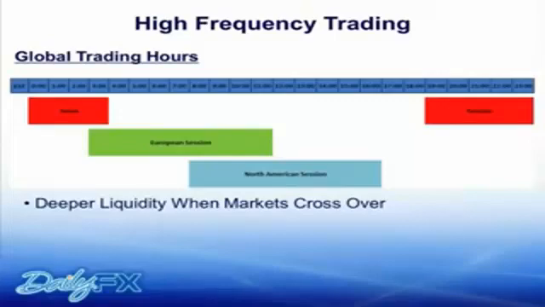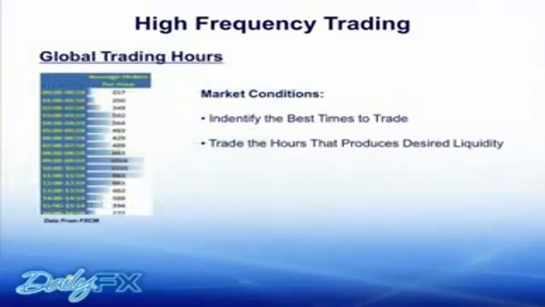So one thing that we denote here is there's always deeper liquidity when markets cross over. Taking a look at this next table, this is just the average orders per hour that we see at FXCM. Starting around 0100 GMT, 0100 Eastern Standard Time, liquidity is very low. We only see about 200 orders coming in until 2 in the morning, and then we see it continue to rise until we get to the European session open, and that's when we really see it jump all the way to close to 600 orders per hour.